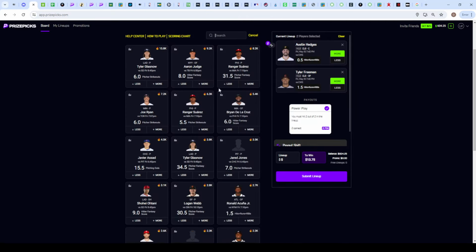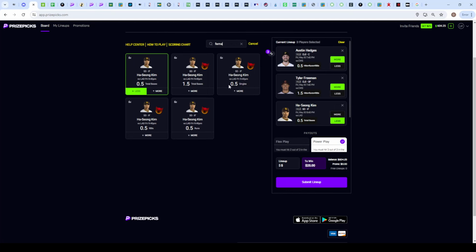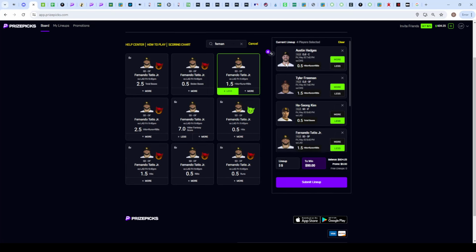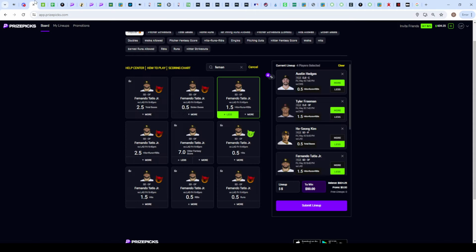Now we're going to go over to San Diego and actually fade them. We're going to be grabbing the under on Kim's total bases, so half a total base. And then we're going to be pairing this up with Fernando on his under 1.5 total bases. In the lineup, we see Kim batting ninth and then Fernando batting second. So similar concept to the first stack that I went with. This time we're going with the unders instead. Why? Because of the juice.